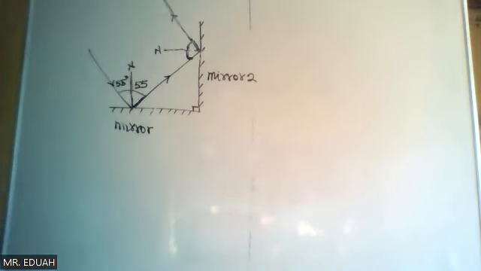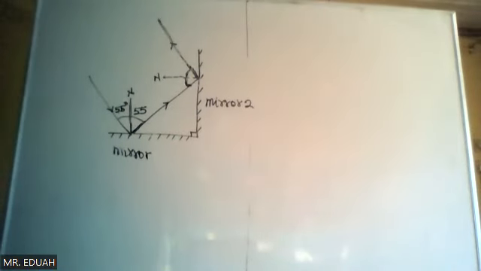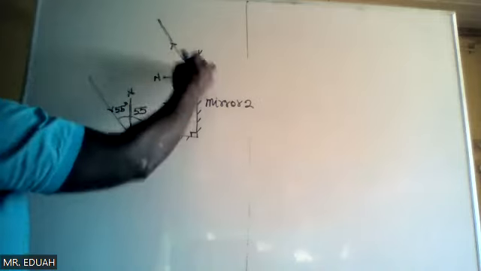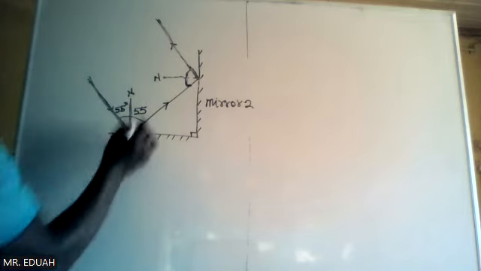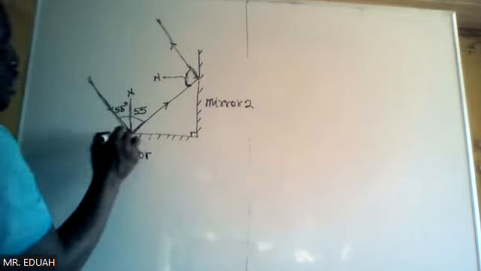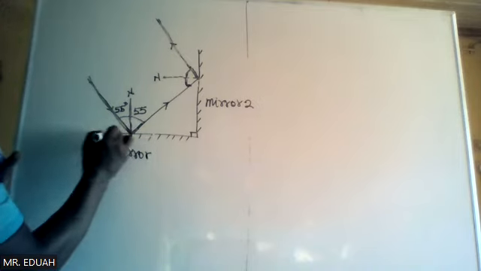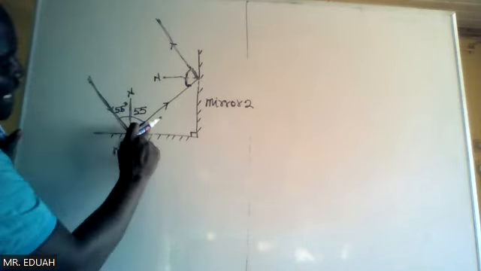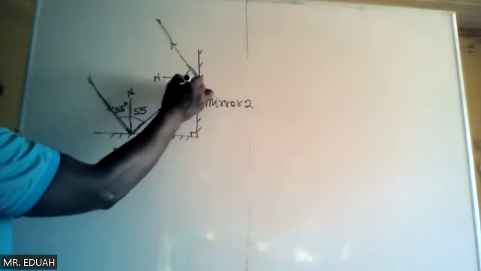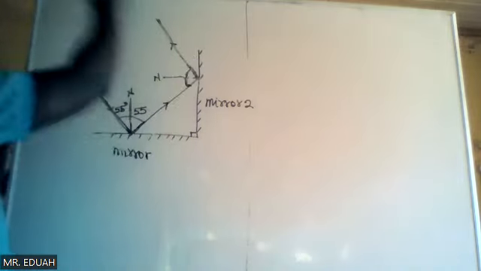This is how the ray hits the mirror. So this is the drawing, and that answers question 2. Question 2 says draw the ray of light as it is reflected from mirror 2. This is how it will be reflected from mirror 2. The reflected ray of mirror 1 becomes the incident ray of mirror 2, and this is how it will be reflected.